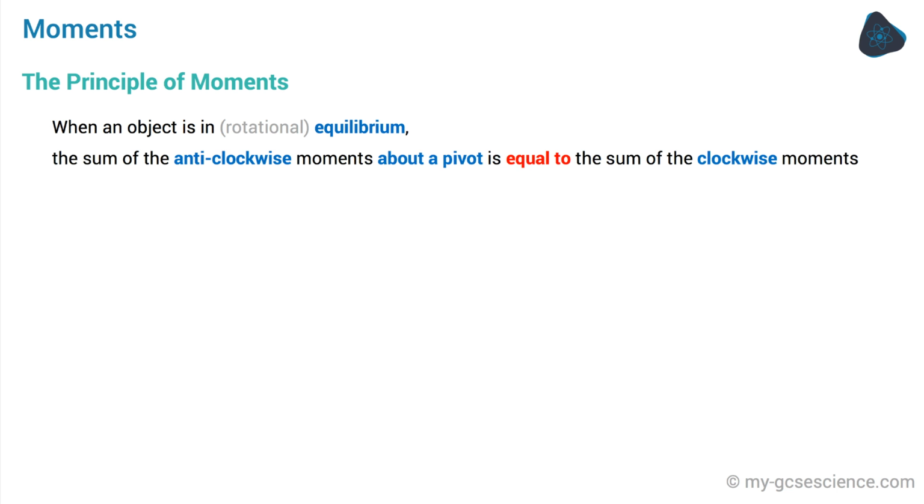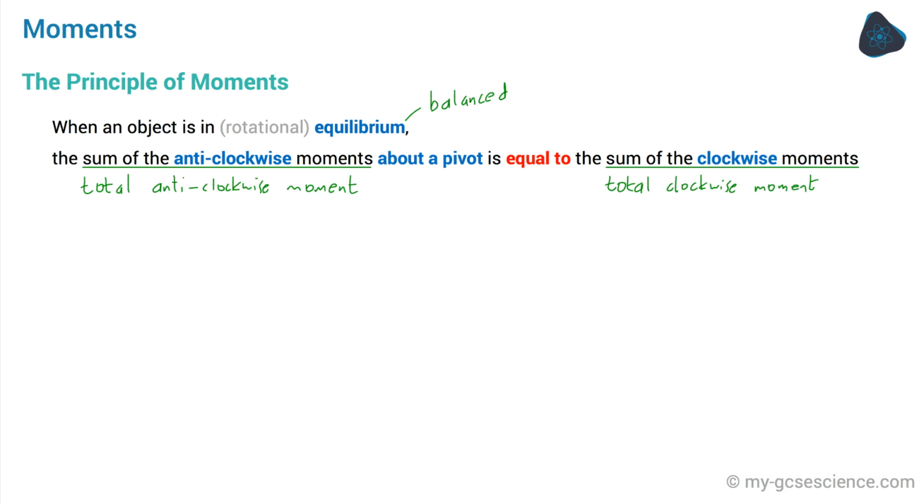So it's well worth learning off. If you don't like this version, you can swap in balanced for in equilibrium, total anticlockwise moment for sum of the anticlockwise moments, and likewise total clockwise moment for sum of the clockwise moments. Okay, so we know what the principle of moments says now, but what does it actually mean?